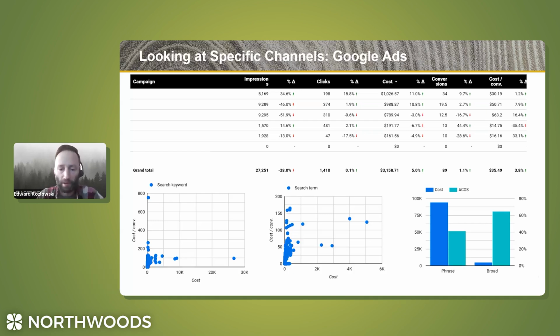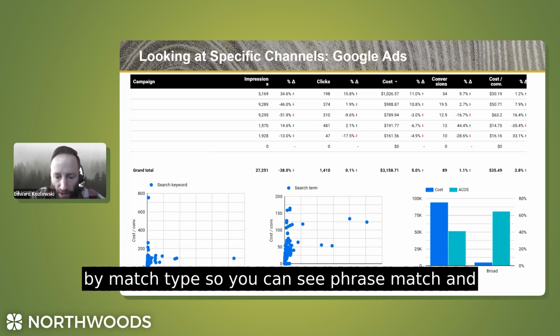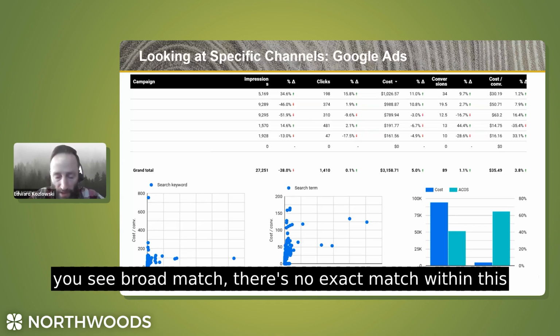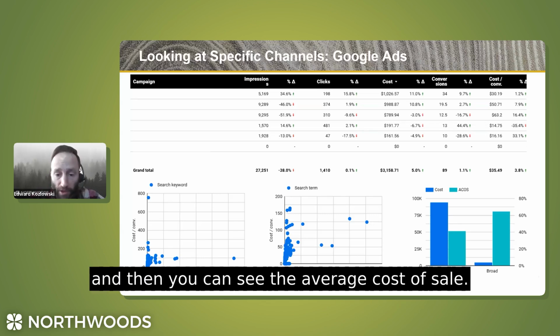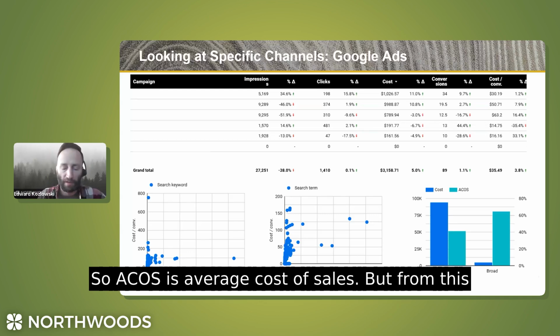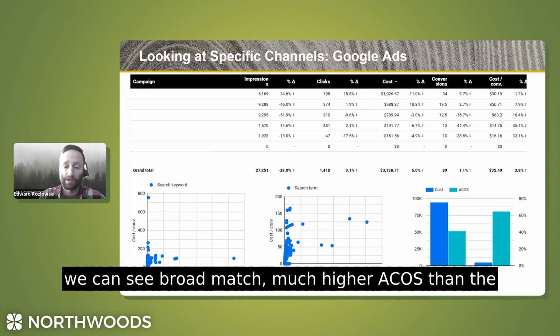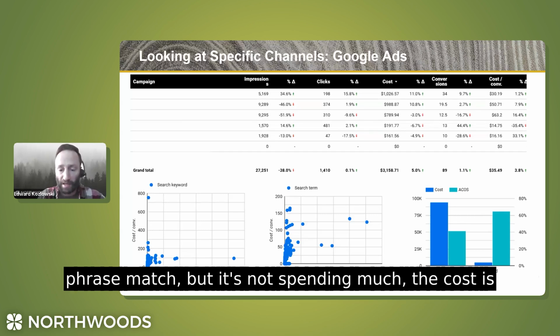And if you look at the far right, it's broken up by match type. So you can see phrase match and broad match. There's no exact match within this account at the time. And you can see the cost, and then you can see the average cost of sale. So ACOS is average cost of sale. From this, we can see broad match has a much higher ACOS than the phrase match, but it's not spending much.